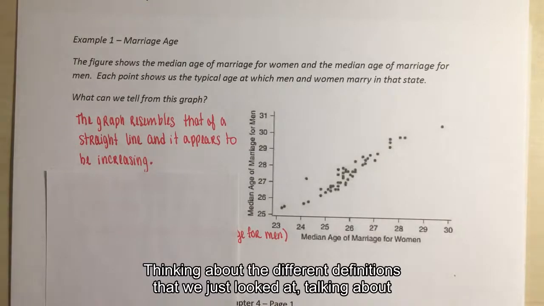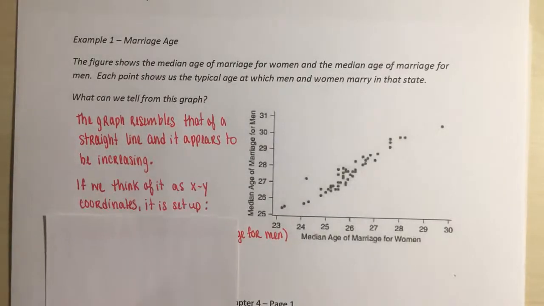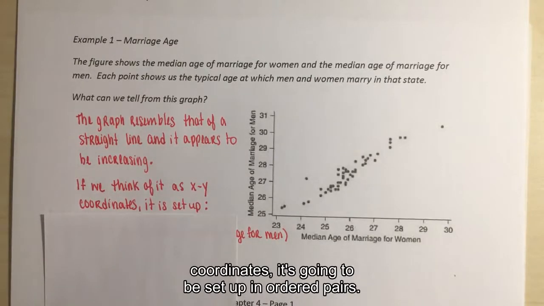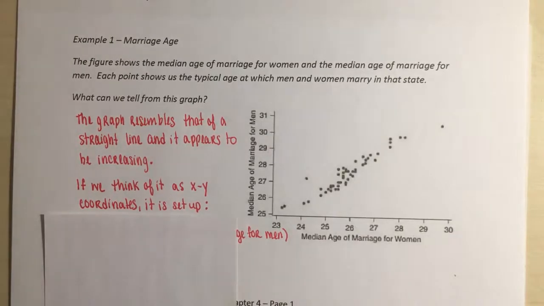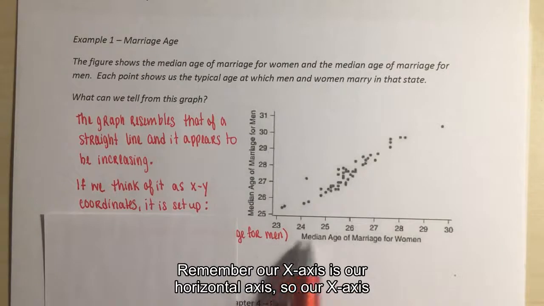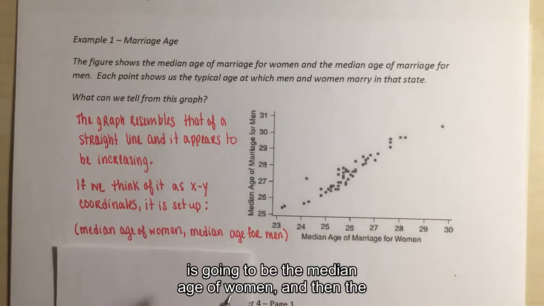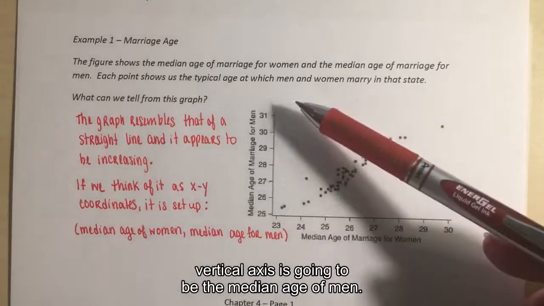Thinking about the different definitions that we just looked at, talking about our independent and dependent variables for our x coordinates and y coordinates, we can also say that if we think of it as x and y coordinates, it's going to be set up in ordered pairs. X and y coordinates are always set up in ordered pairs. So remember, our x-axis is our horizontal axis. Our x-axis is going to be the median age of women, and then the vertical axis is going to be the median age of men.